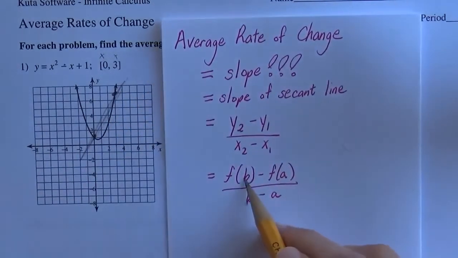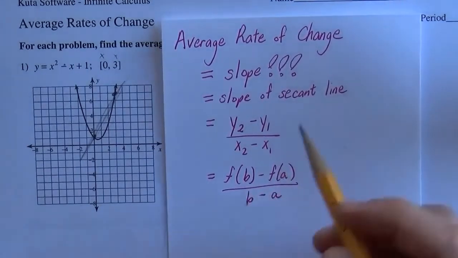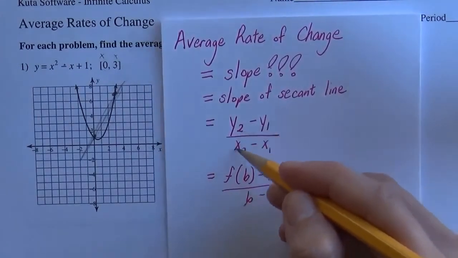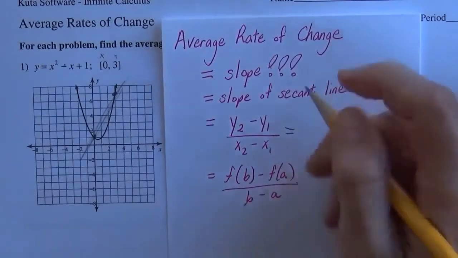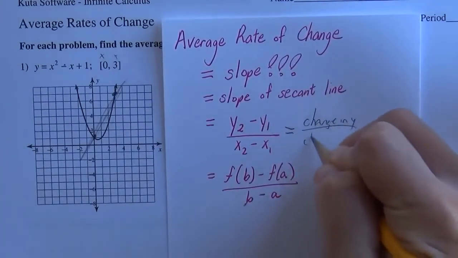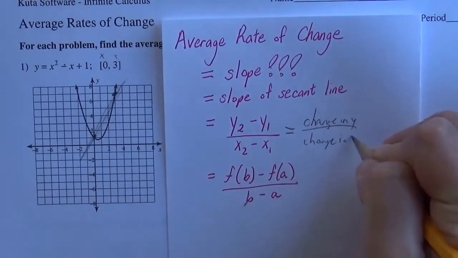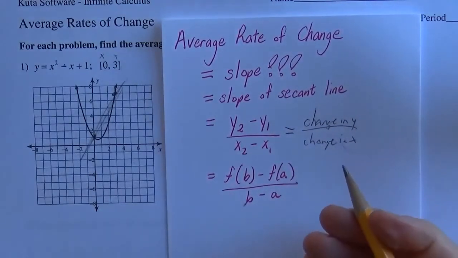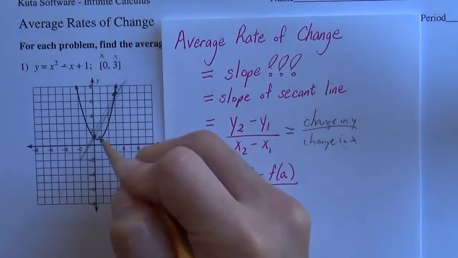So they're going to give you this formula. I remember I was always scared of this formula when I was first taking calc. But it's the same as your y2 minus your y1 over your x2 minus your x1, which is your change in y over your change in x, right? So how much are you going up versus how much are you going over? So all I need to do is count.